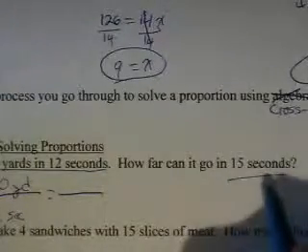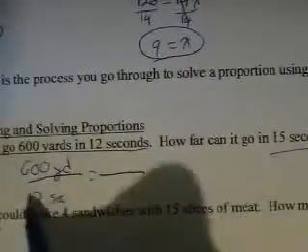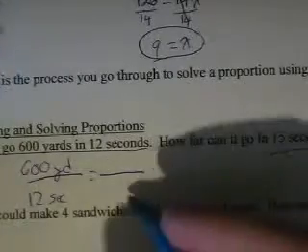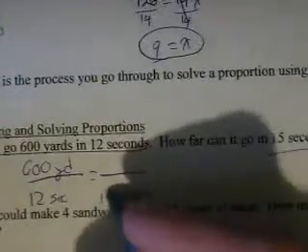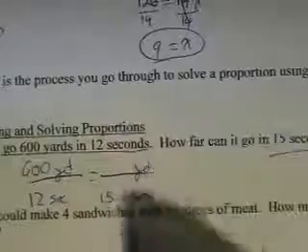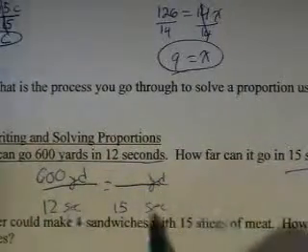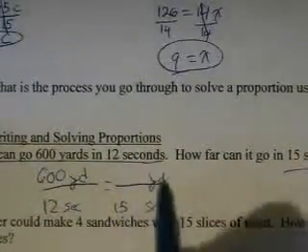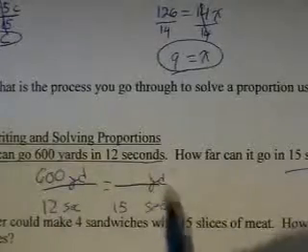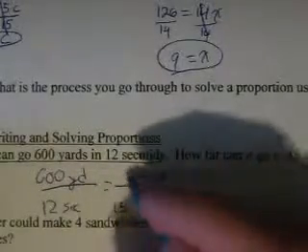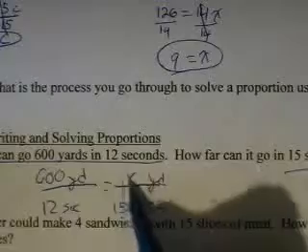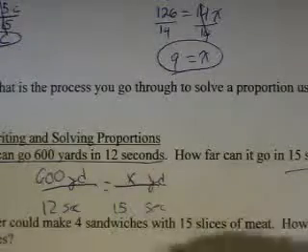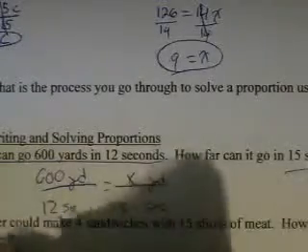Well, that 15 seconds has to line up with this 12 seconds. The units have to line up. So if you have yards, yards, seconds, seconds. If you had miles, you'd have miles. They have to match up going across. That's how you know you set it up right. Missing piece, variable. And then from here you cross multiply again.